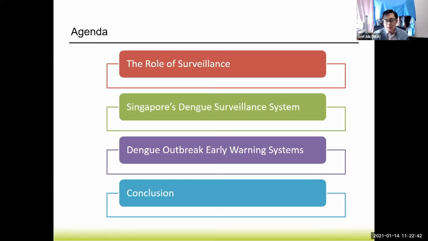So I'll be sharing a little bit about the role of surveillance, introducing you to Singapore's dengue surveillance system, what is the utility of dengue outbreak early warning systems, and then I will finish off with a very, very quick summary of the key points that I shared this evening.